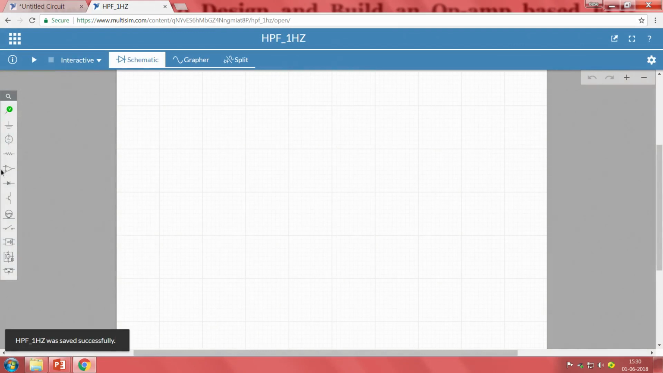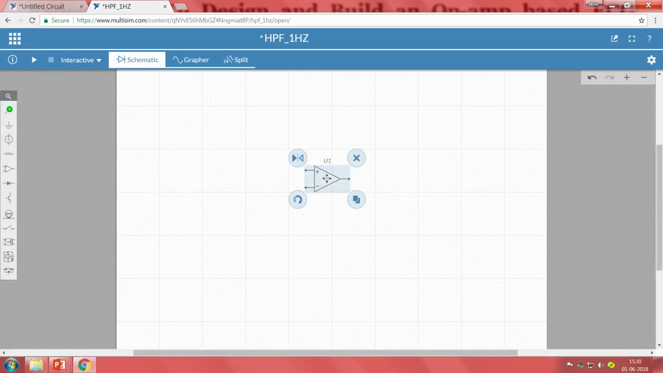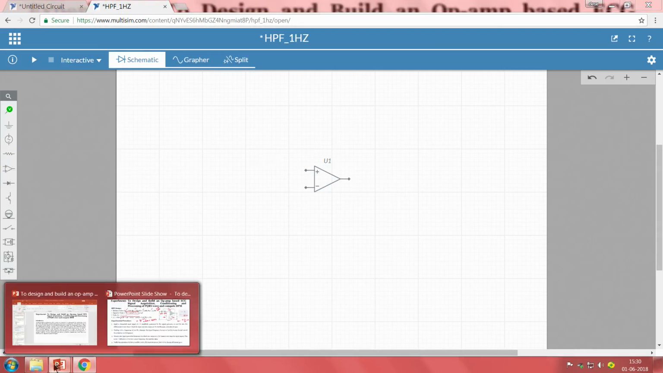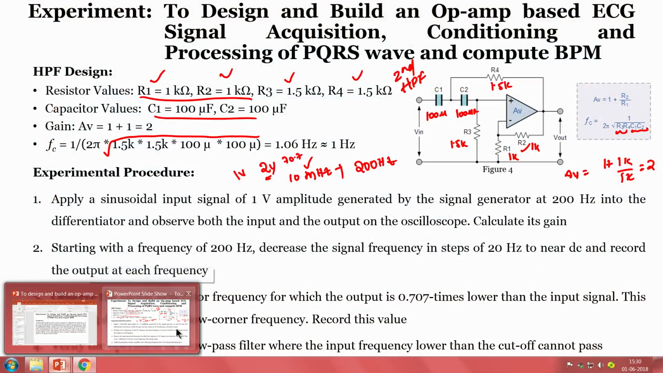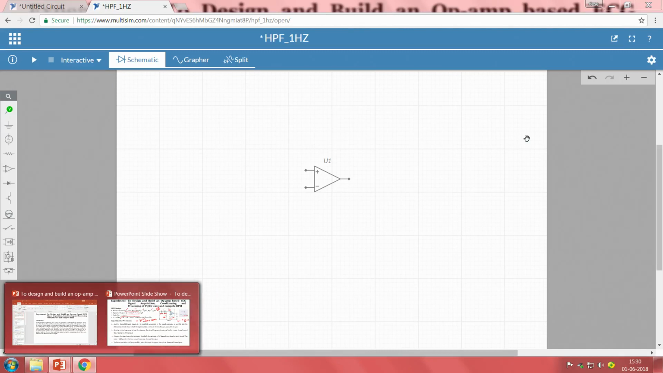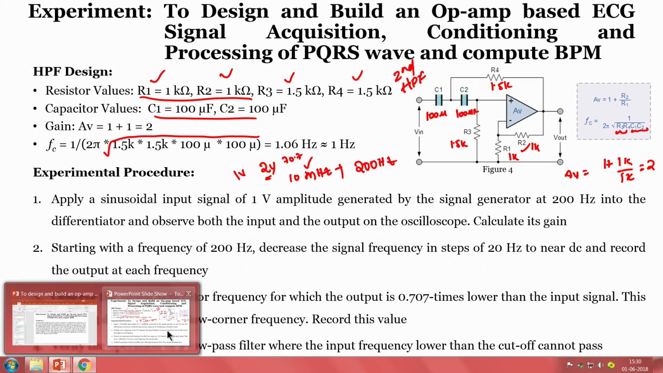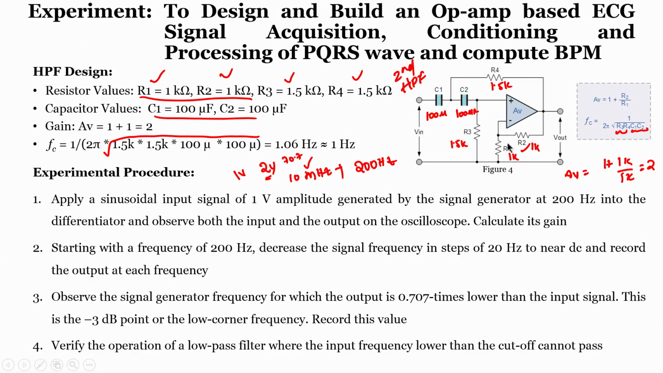So, what we need? We need to use an operational amplifier. I am taking an operational amplifier, and we are using 2 capacitors and 2 resistors. And what resistance value have we considered? When you see R1 and R2, we defined them here as the feedback and the normal resistance, right. This is R1 and this is R2.